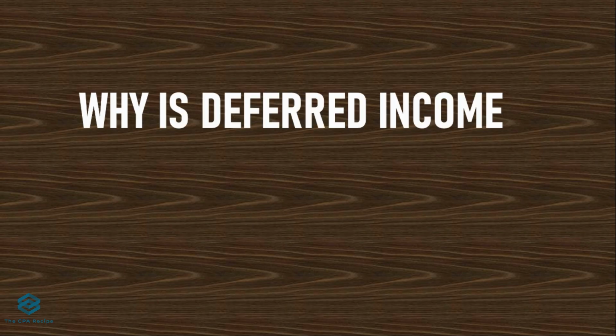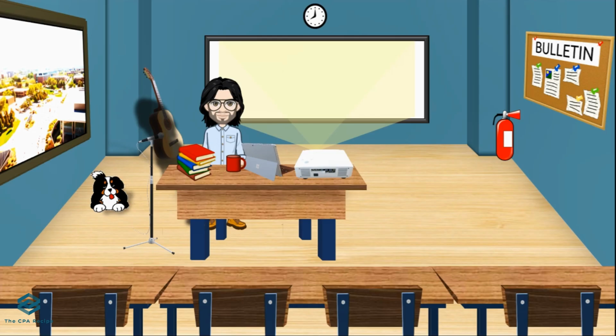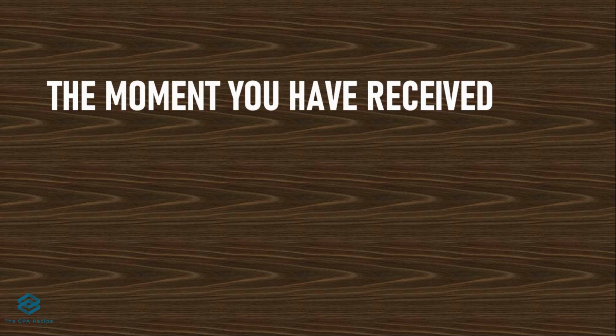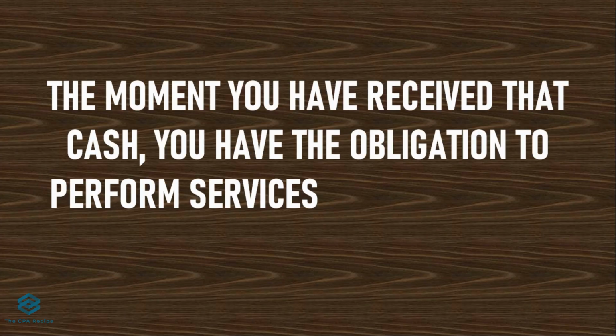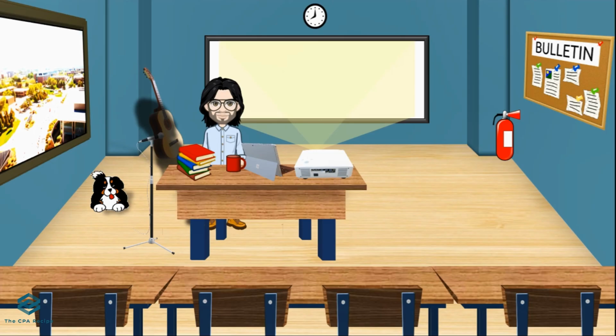Alam ko na ang next question mo. Bakit liability at bakit asset? First, for the deferral of revenue. Sabi nga natin kapag may deferral, nauuna ang cash flow. So in this case, you already collected cash or consideration. Ibig sabihin, the moment you have received that cash, you have the obligation to perform services in exchange for the collection of that cash. You have the obligation to perform services or deliver goods in the future. Kaya siya nire-record as a liability.